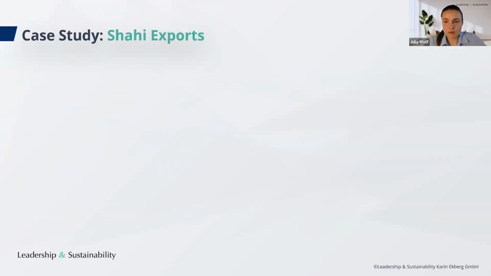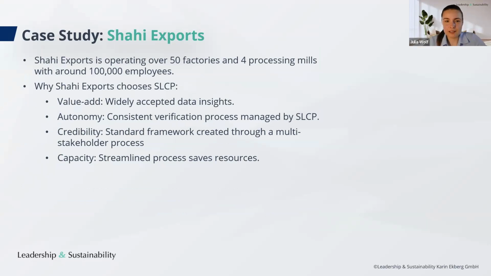And to visualize this, or to make that case illustrative, here's a short case study about Shahi Exports. This is an Indian company, even India's largest apparel manufacturer, operating 50 factories and four processing mills across 8 Indian states, I think.